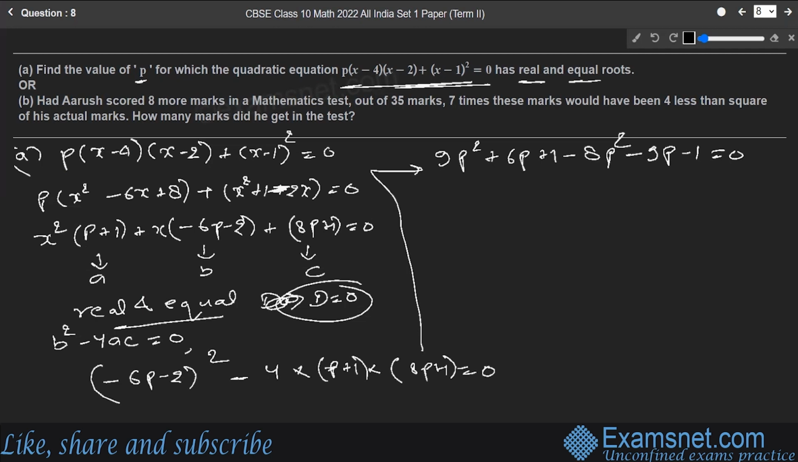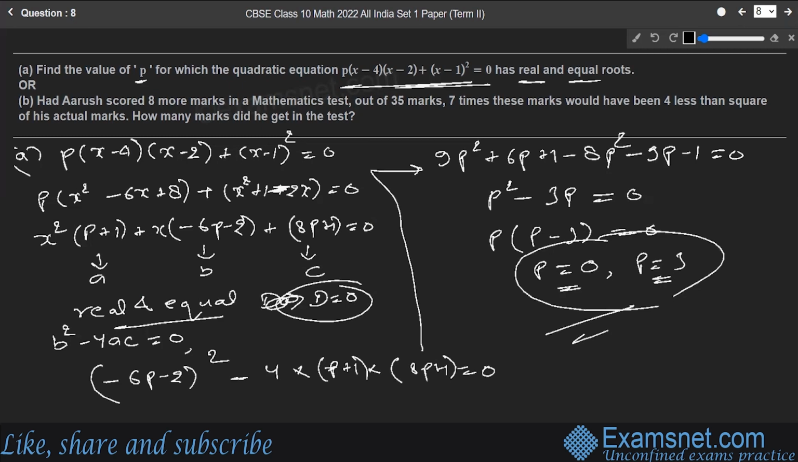Now let us further solve: 9p minus 8p, so it's going to be p square minus 3p, p square minus 3p equal to 0. Let us take p common, so it is p(p minus 3) equal to 0. So there can be two values of p here, p equal to 0 and p equal to 3. These are the right answers. The value of p can be either 0 or 3, both.